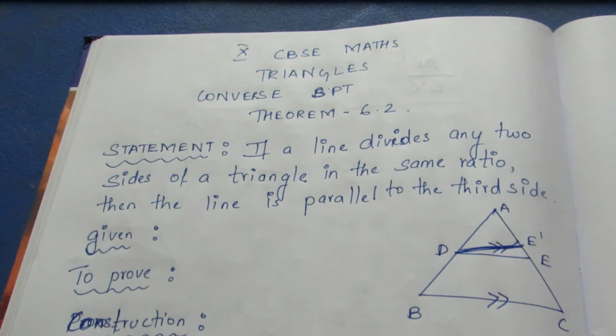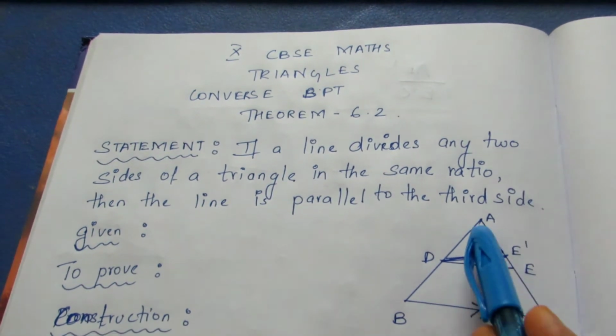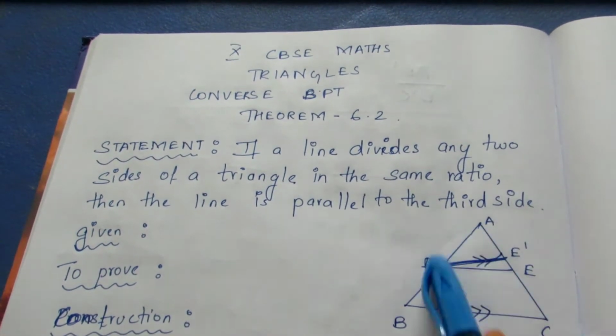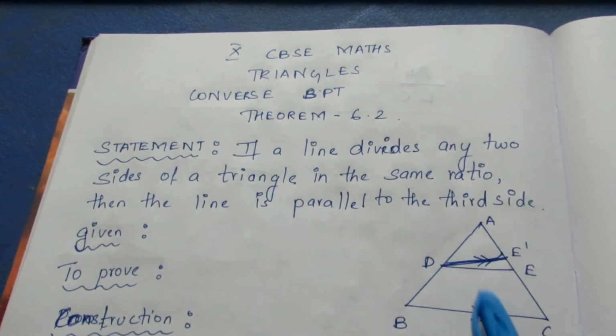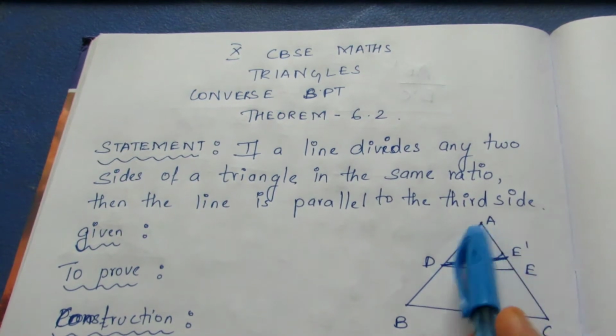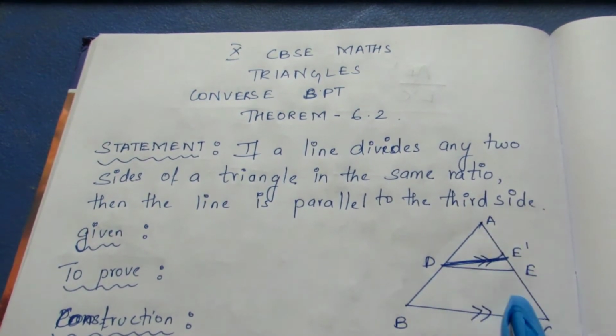Here the statement is, if a line divides any two sides of a triangle in the same ratio, then the line is parallel to the third side. Here is the diagram: if a line divides both the sides in the same ratio, then these two lines will be parallel, that is DE is parallel to BC if DE divides AB and AC in the same ratio.